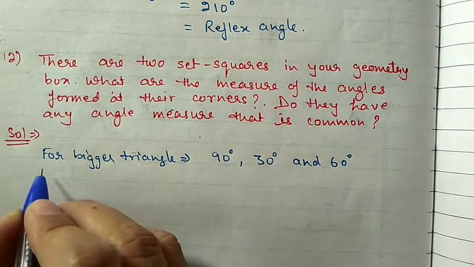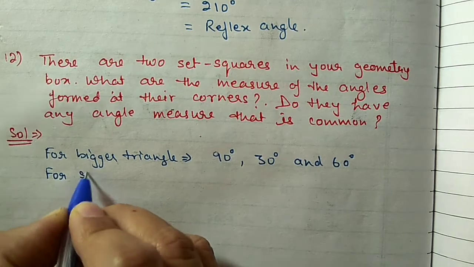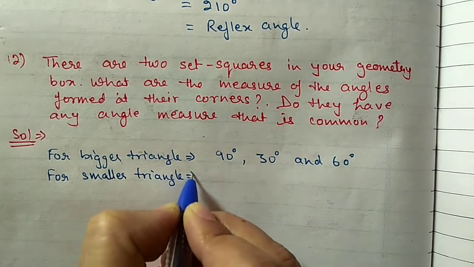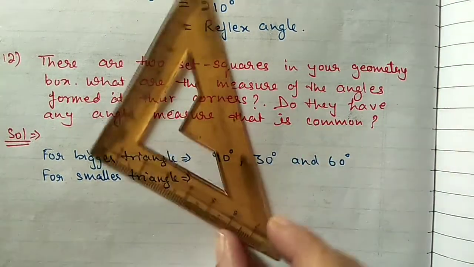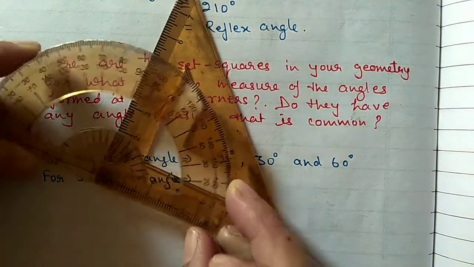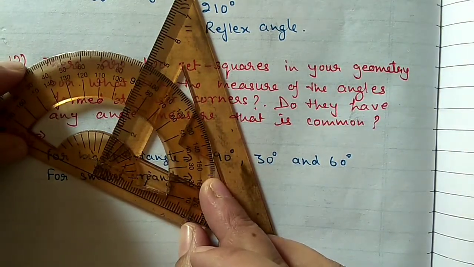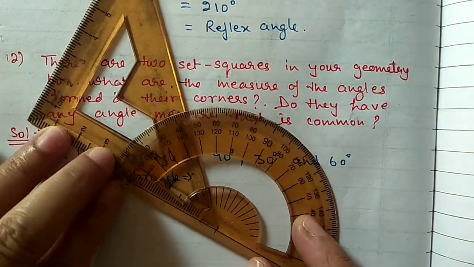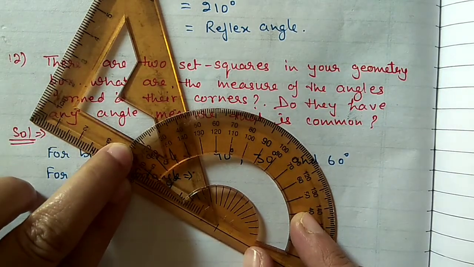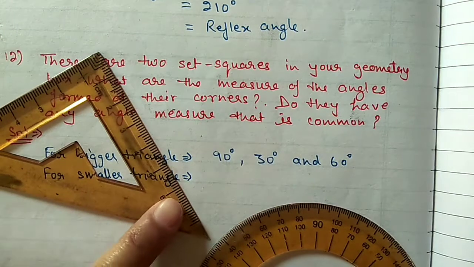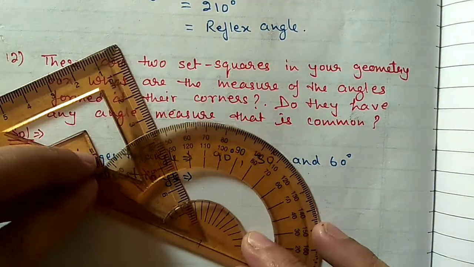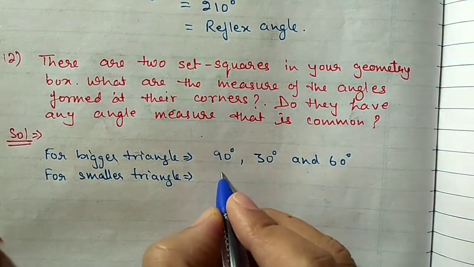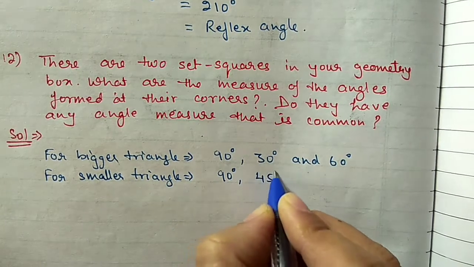Now we can do the same for the smaller triangle. This also we will measure with the help of a protractor. So keep your protractor like this. You can see this first angle is 90 degrees, then for this corner angle, keep it like this, it comes to 45 degrees, and we do the same for this corner angle also. You will get this is also equal to 45 degrees. So here the three angles are 90 degrees, 45 degrees and 45 degrees.